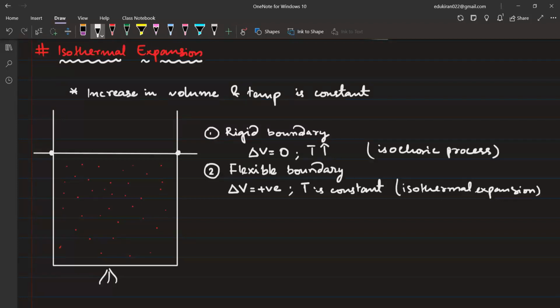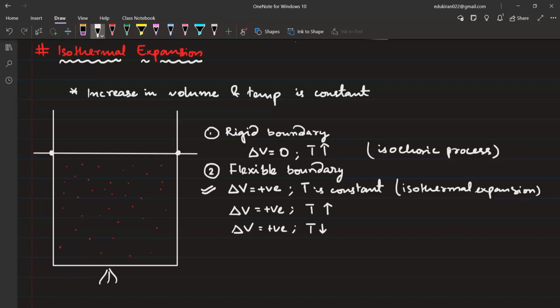Now listen carefully. Temperature is constant here, and the volume is increasing. The next case: in some cases delta V is also positive, and temperature is also increasing. In some cases, delta V is positive and the gas expands so fast that temperature decreases. This can also happen, but those are later cases. Right now we will focus on this case.